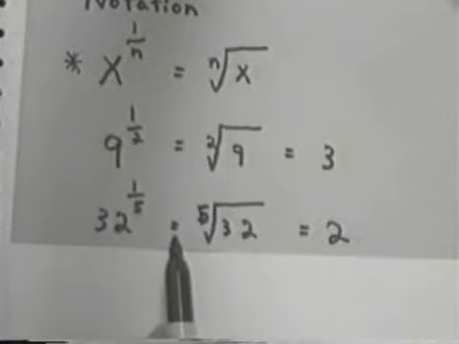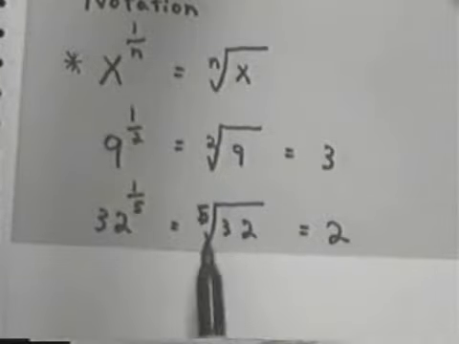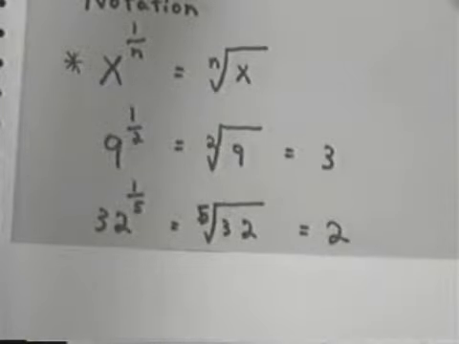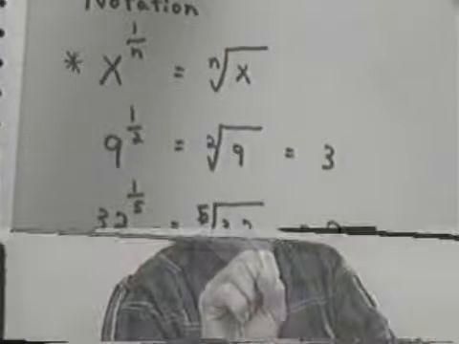32 to the 1/5 is the 5th root of 32. Now what you've got to do is to come up with something used as a factor 5 times to give 32. Think, what used as a factor 5 times will give 32? Well, you might guess 3. Let's see if 3 would work. 3 times 3 is 9. 9 times 3 is 27. 27 times 3 is 81. Okay, I'm already up to 81, which is too big, and I've only used 4.